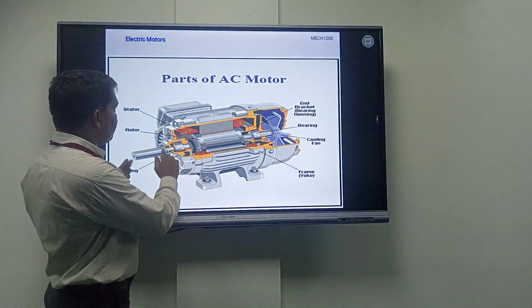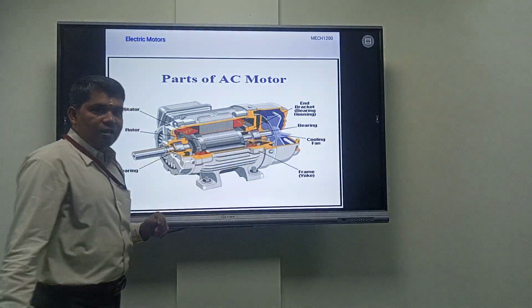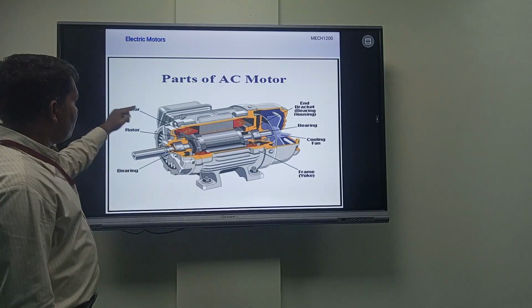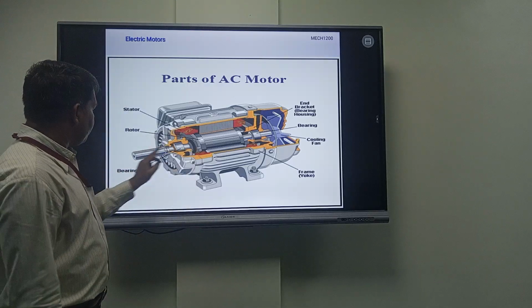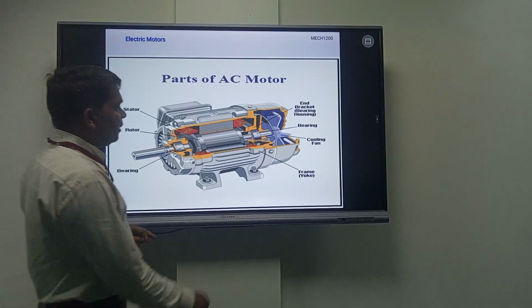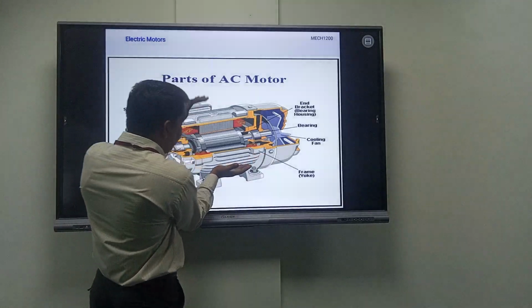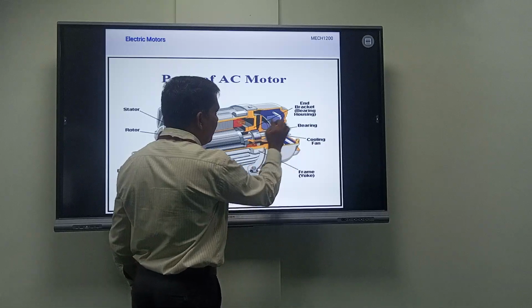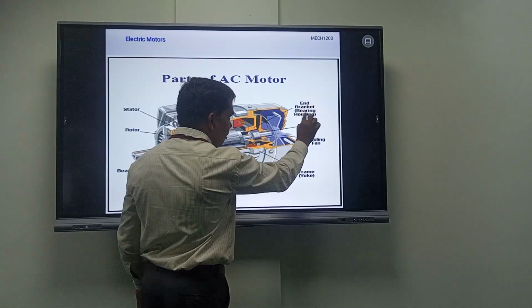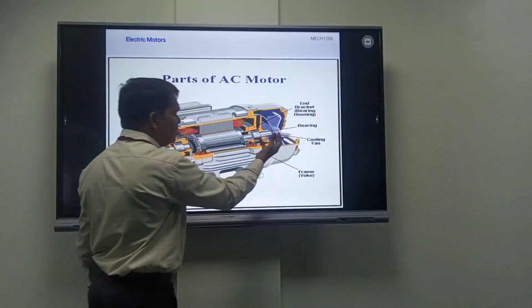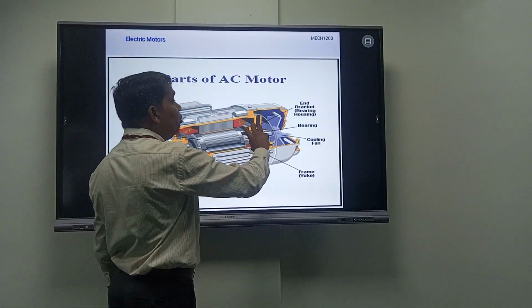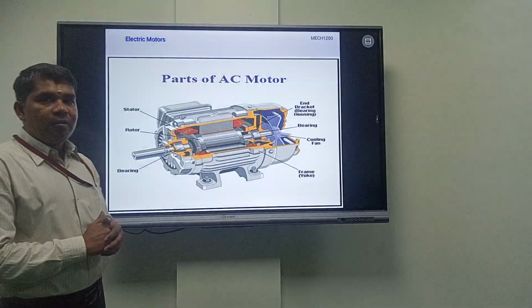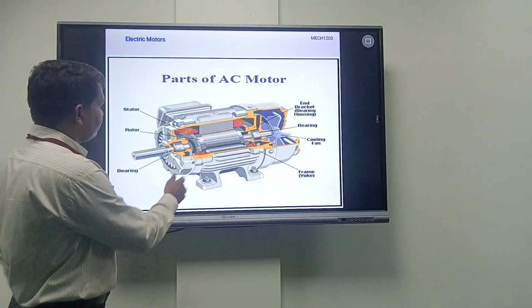So it is nothing but a cut model of the AC motor: stator winding, rotor winding, bearing setup, the outer main frame structure, the cooling fan, the bearings, and the bearing housing. Bearing housing means the setup which holds the bearing. So these are the major parts of the AC motor.